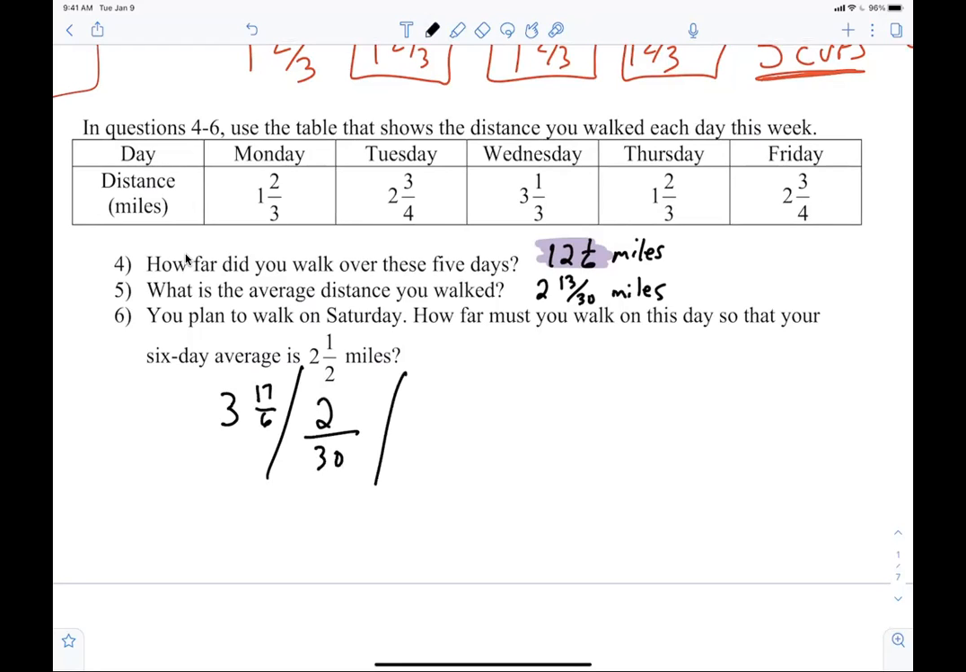Somebody else, Miss Elliott. I got what he got. I got 2 over 30. But that can reduce, right? So do 2 over 30 on your calculator and let it reduce it for you. 2 over 30 is, 2, ABC, 30, and then hit enter. It should reduce to 1 over 15. All right, yes.